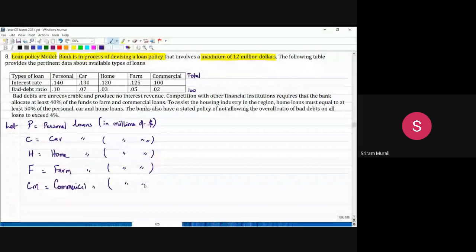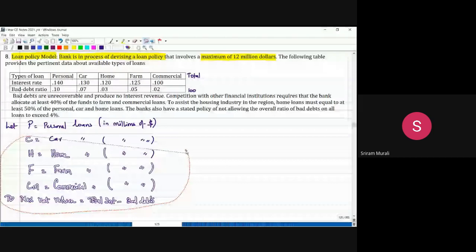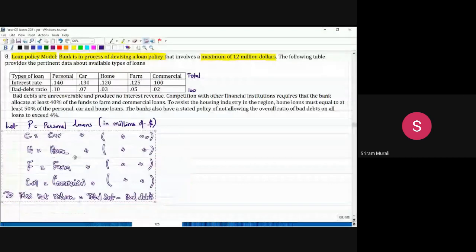What we want to do is maximize net return. It is equal to total interest paid minus bad debts. Am I right? We want to maximize the return, and that can be done by taking the total interest, whatever I paid, and deducting the bad debts.